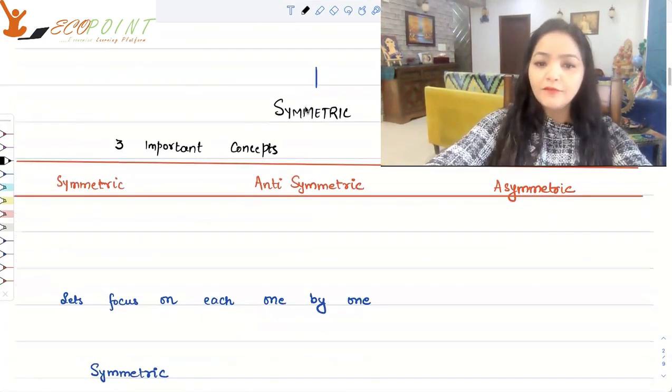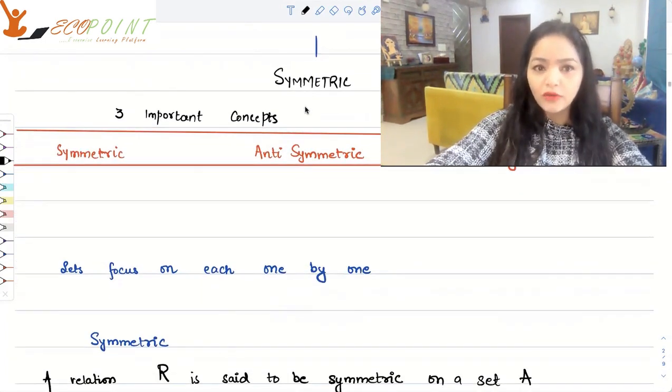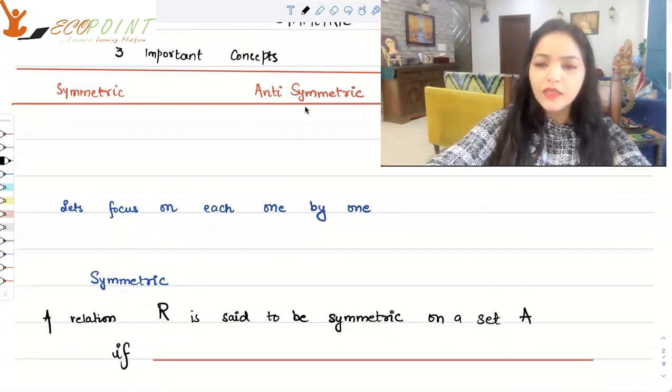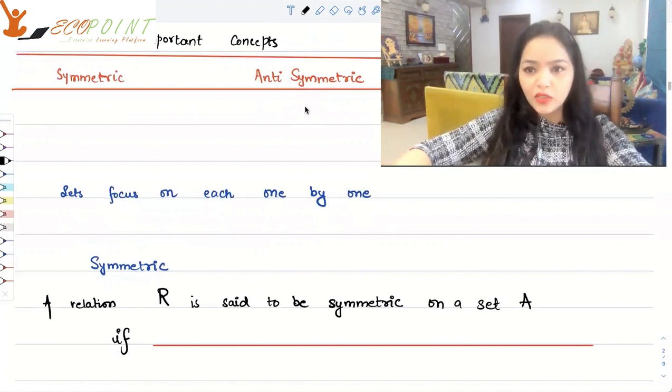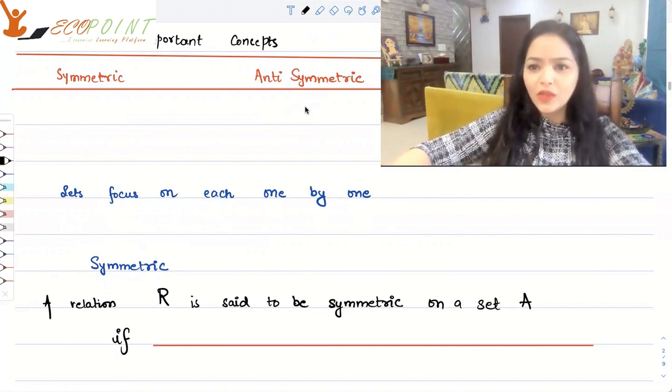Now let's focus on each of these terminologies one by one. Symmetric. So we say that a relation is symmetric. By the word symmetric, what do we mean? That things would not change. The order will not change the relation as such. So that's the concept here.